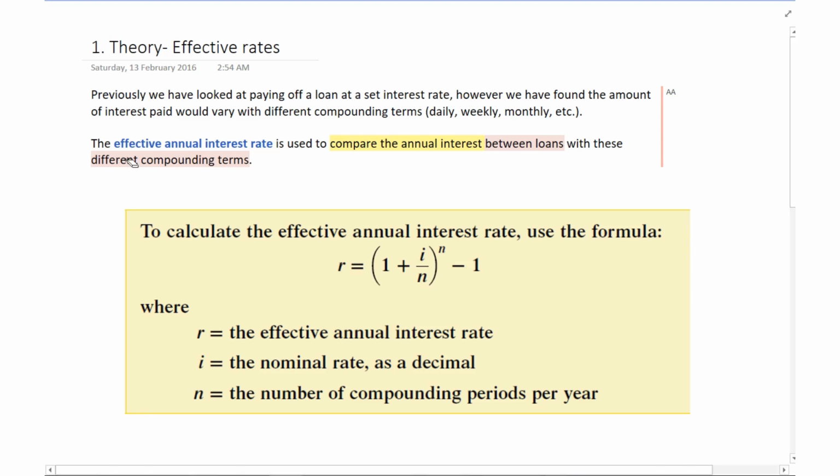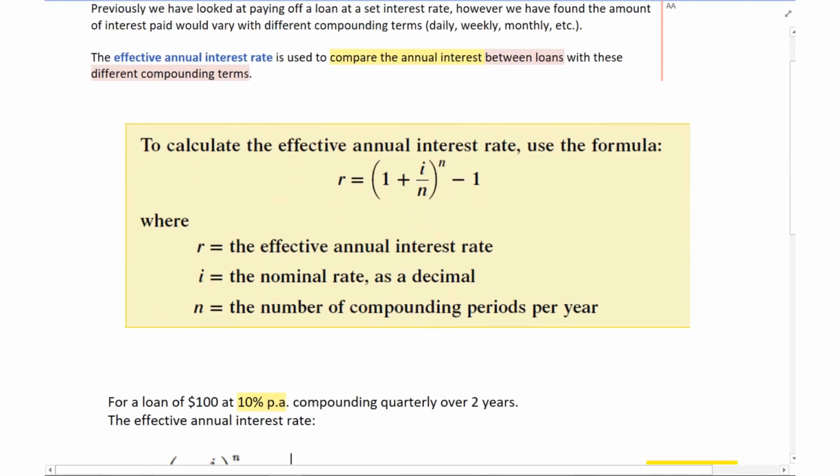So what we're saying is the effective annual interest rate is used to compare the annual interest between loans with these different compounding terms. So if you did quarterly, you'd find it would have a different effective rate. When I say effective, it's the interest rate you're effectively paying depending on that. So let's have a quick look at the formula.